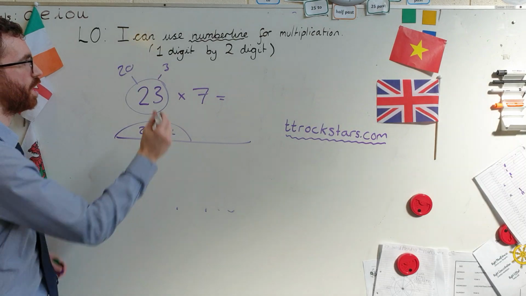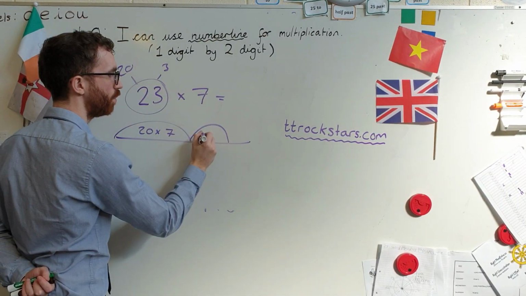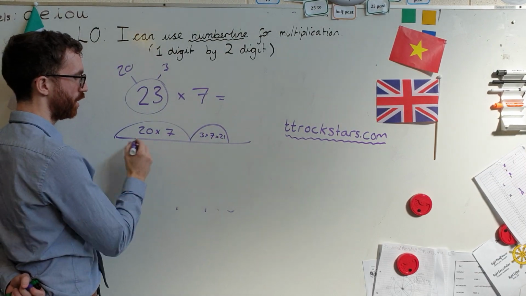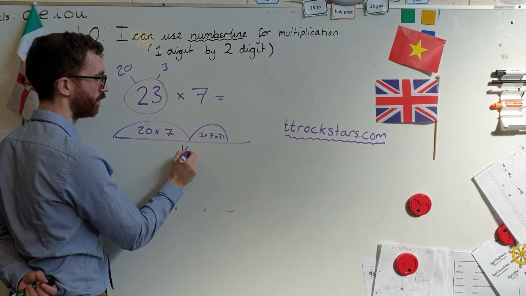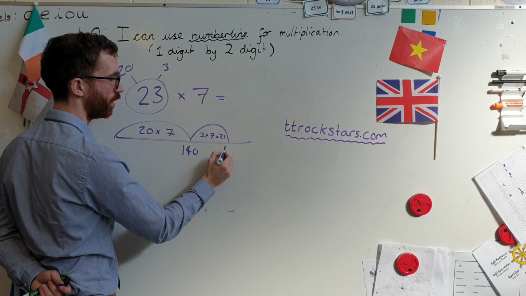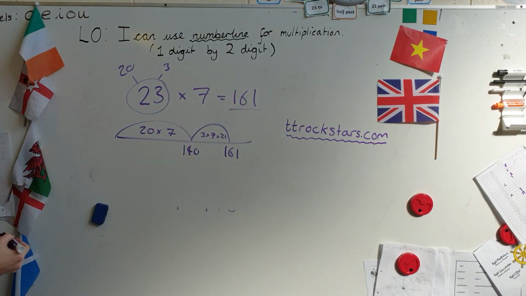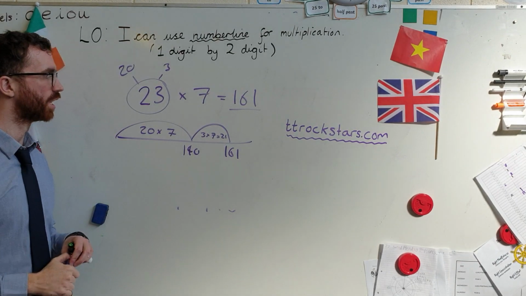I've done the first part. Next part is 3 times 7. Well, 3 times 7, if you look at your sheet, you'll know, is 21. So I've got 20 times 7 is 140, plus 21, 161. If you want to check on a calculator, you can check that that is right.